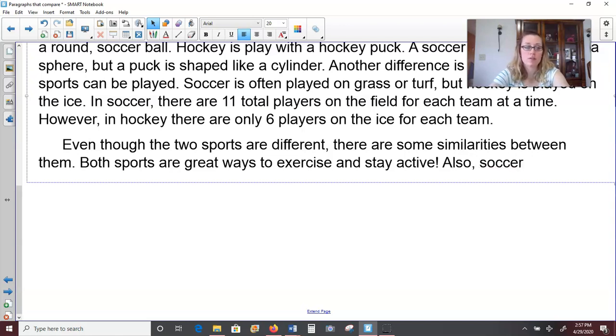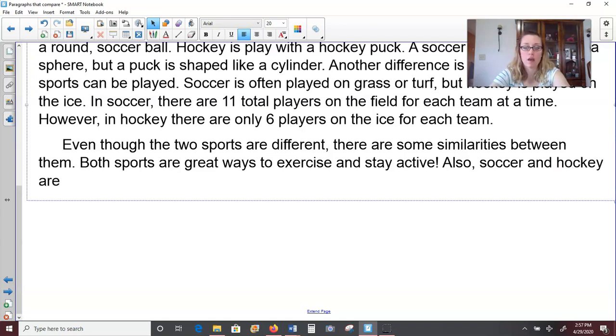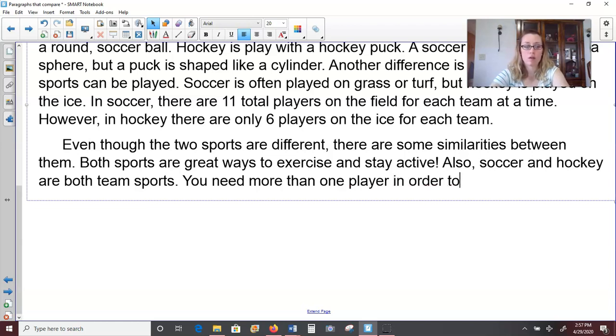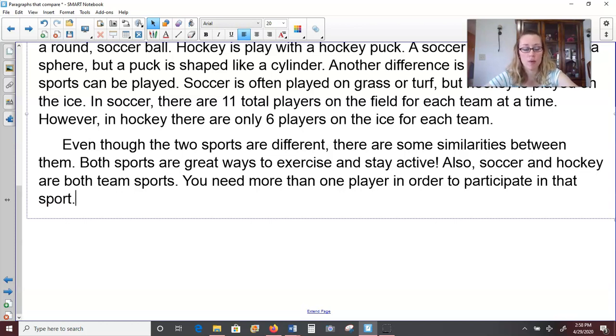Also, soccer and hockey are both team sports. You need more than one player in order to participate in that sport. Okay, so I gave a little more detail on this example. Soccer and hockey are both team sports. You need more than one player in order to participate in that sport. All right, and then my last detail was that they both require a goalie.